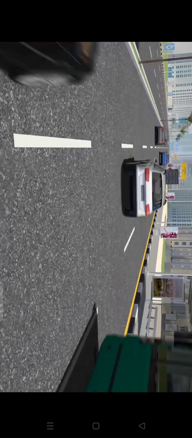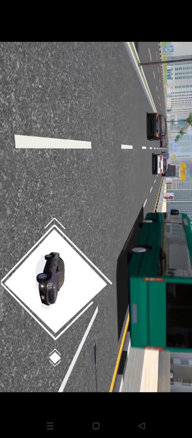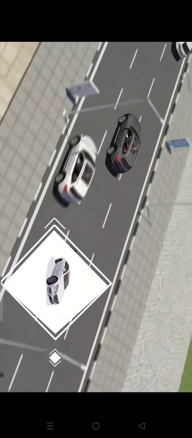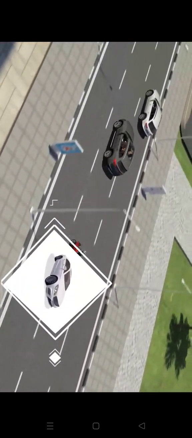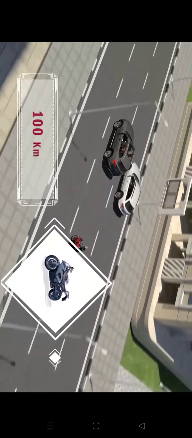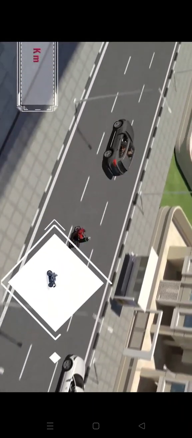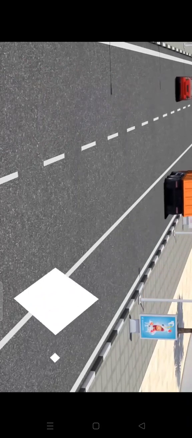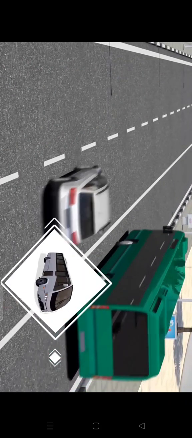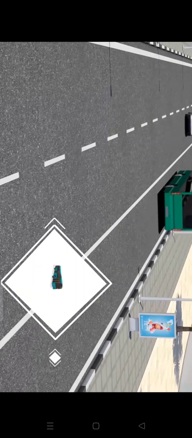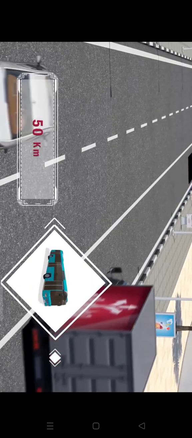The maximum speed limit for passenger cars, taxis, rent cars, tourist cars, and motorcycles on internal roads is 100 km per hour. The maximum speed for other motor vehicles on internal roads is 50 km per hour.